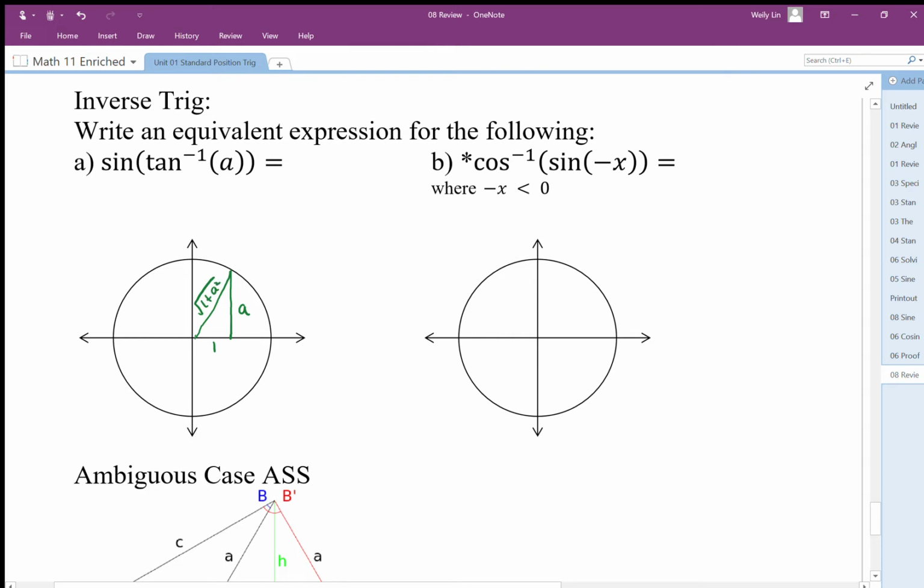Now, there's a domain restriction on the inverse tan, in that the output of this is always going to be only in these two quadrants. Inverse tan is actually a function, so the output is only going to be in these two quadrants. I'm going to just highlight that here.